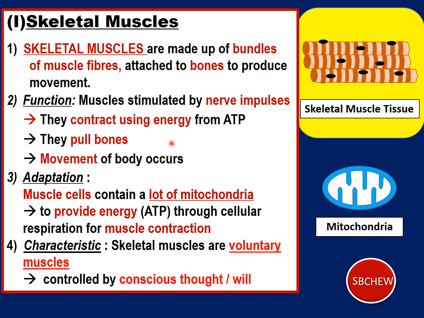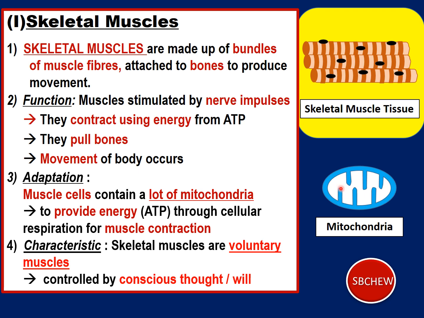What is the adaptation of muscle cells for their function? The adaptation of muscle cells is that they contain a lot of mitochondria, as seen here, to provide energy or ATP through cellular respiration for muscle contraction. So this is a mitochondria, an organelle that carries out cellular respiration and provides the energy, which is in the form of ATP for muscle contraction.